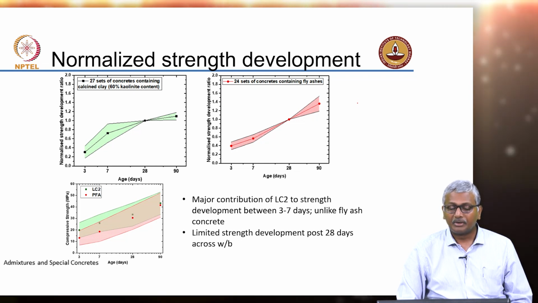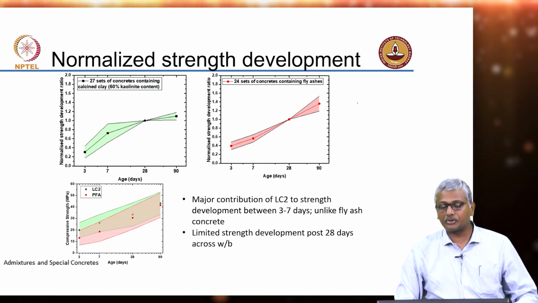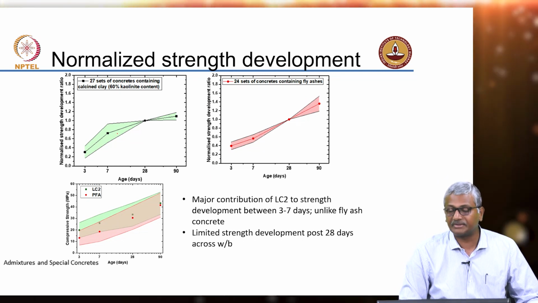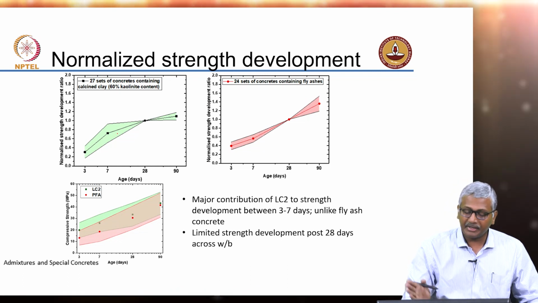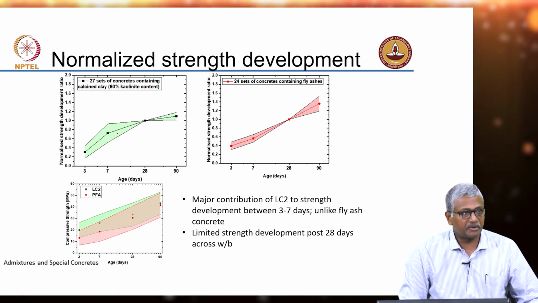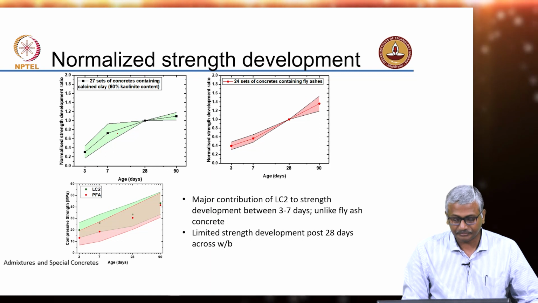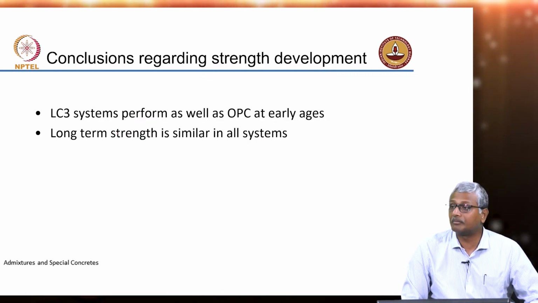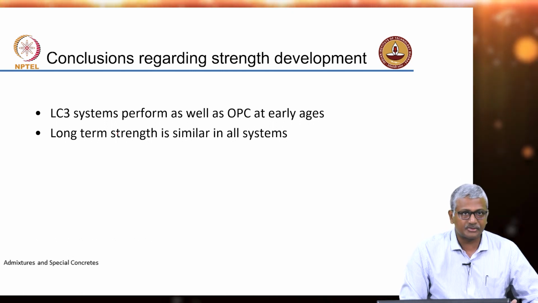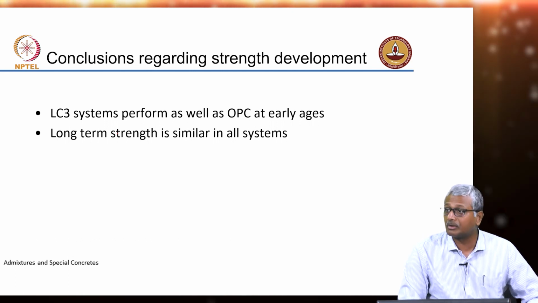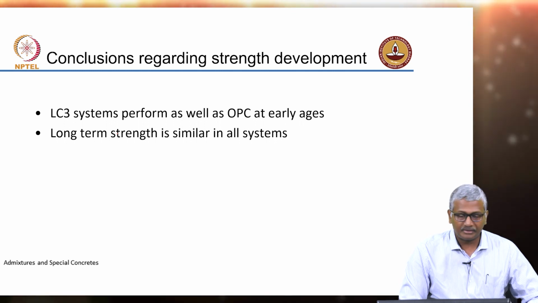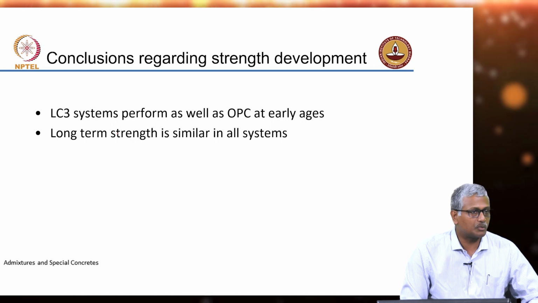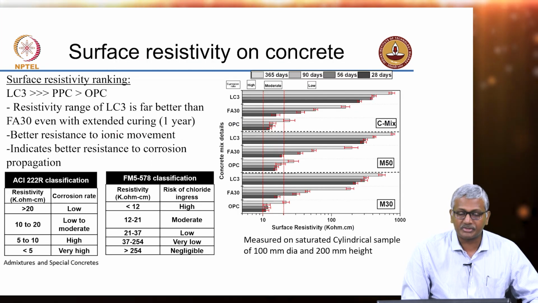So, what this is trying to show you is that the rate of strength development was much faster with LC3 in the beginning, but later fly ash concrete started picking up after 28 days. So, LC3 systems perform as well as OPC at early ages. So, much of the early curing or need for prolonged curing may not be there, and long term strength is similar in all the systems, right. At 28 days and beyond, you really do not have much to distinguish.